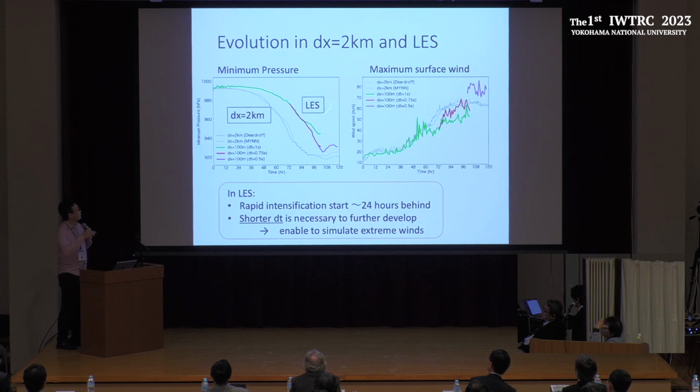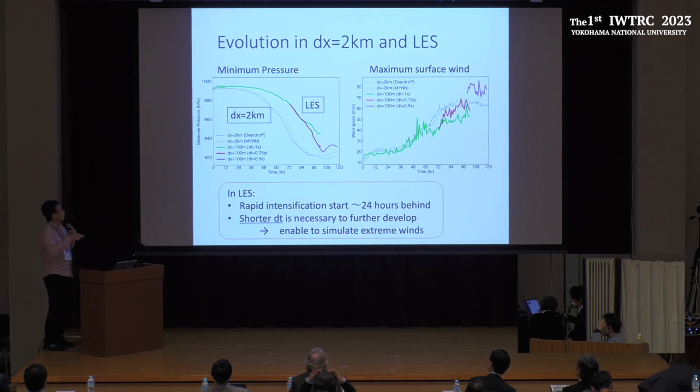We have done the LES. For comparison, we made a preliminary experiment with a 2 kilometer resolution. The LES caused the rapid intensification, similar to the 2 kilometer resolution result, and also the tropical cyclone in reality. But the onset of the rapid intensification is almost 1 day delayed.